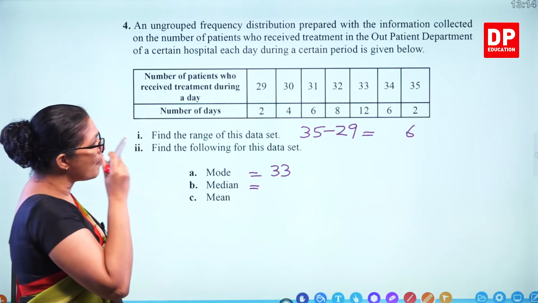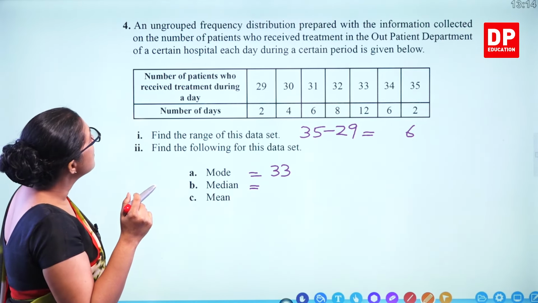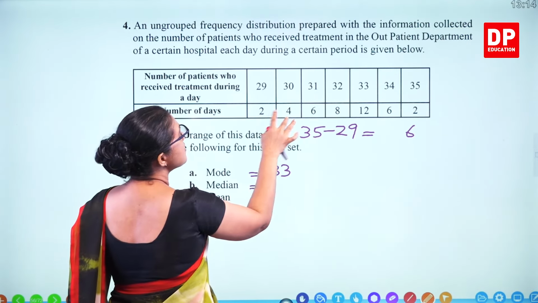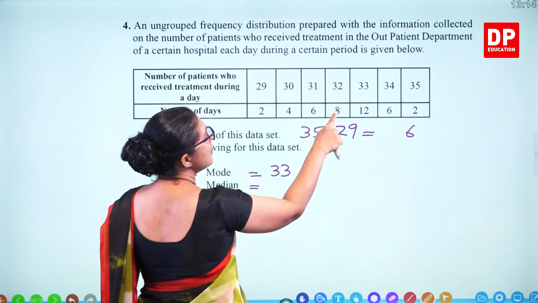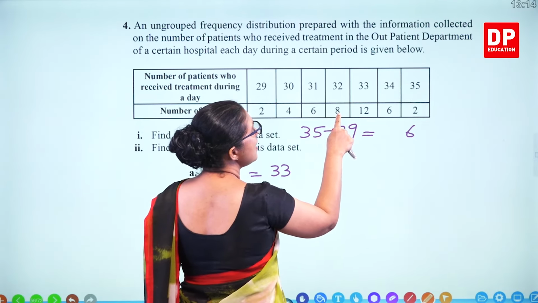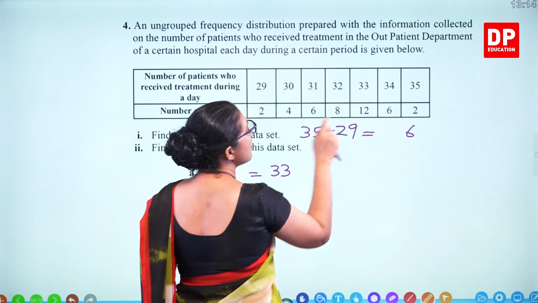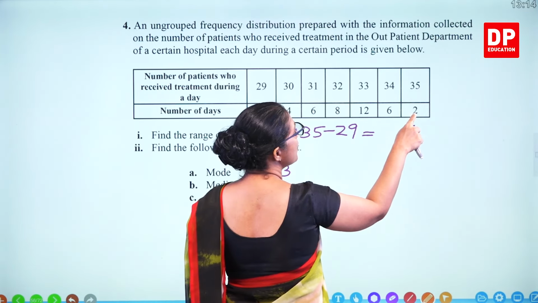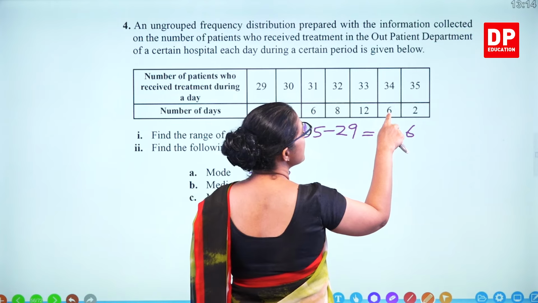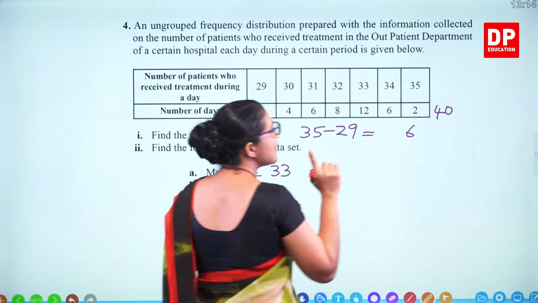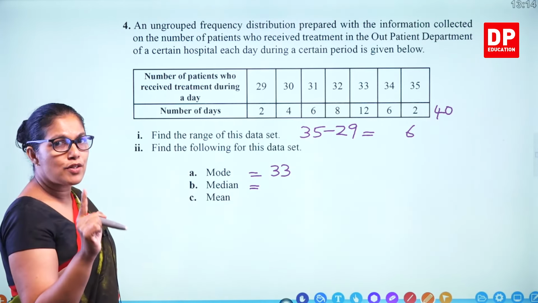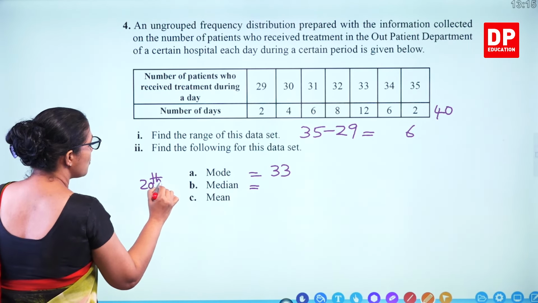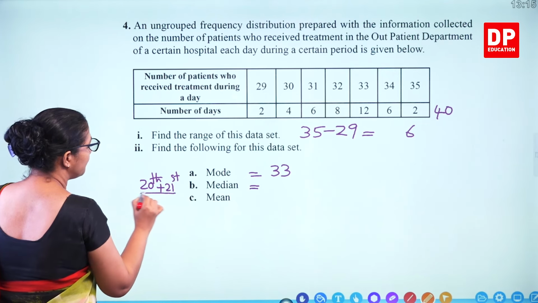Median, how do you find out the median? So this is all together, it's not given, so we have to find the total. 6 and 6, 12. 12 plus 8, 20. 20 plus 12, 32. 32 plus 2, 34. And 34 plus 6, 40. So that's an even number. So 40 divided by 2. So you have to find out the 20th and 21st value and divide by 2.